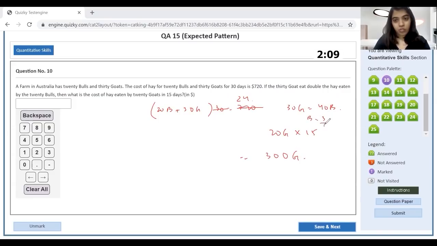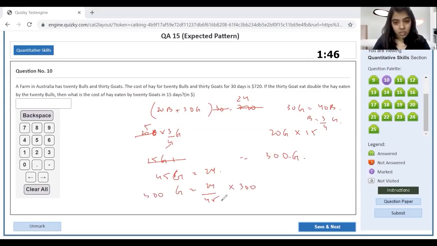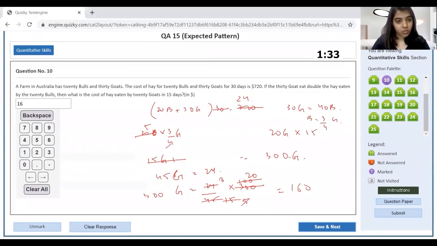B is what? 3 by 4 G. Let's put it here. 20B into 3 by 4 G. 4 5s are 20, 15G plus 30G, which is what? 45G is equal to 24. They're asking us for 300G. So G is what? 24 by 45. 300G would be what? Into 300, right? 15, right? 3 5s are 15, 3 8s are 24, 5 2s are 10, 160. It was very simple. I don't know why we were getting confused earlier.